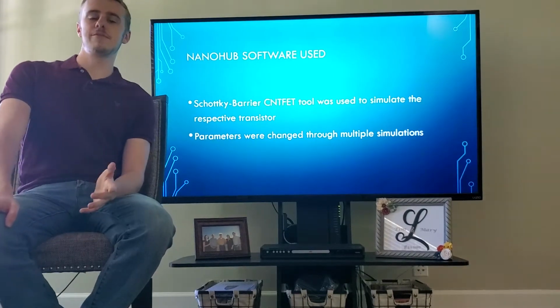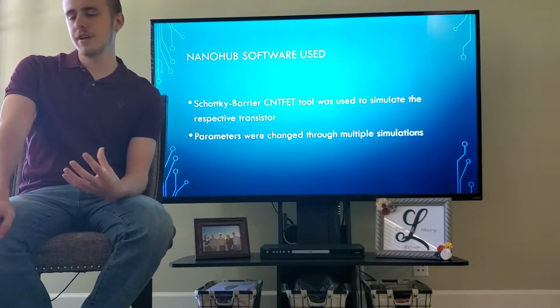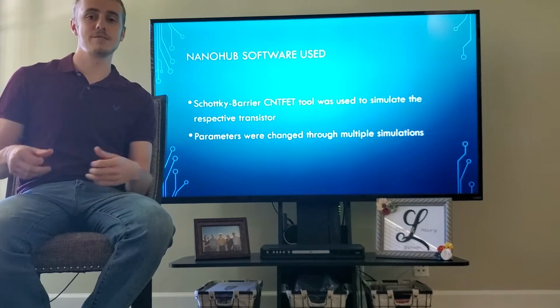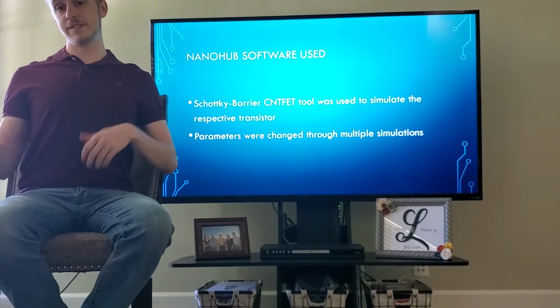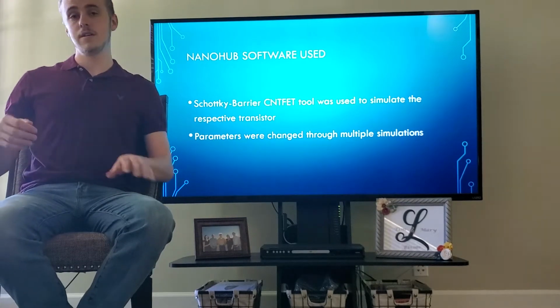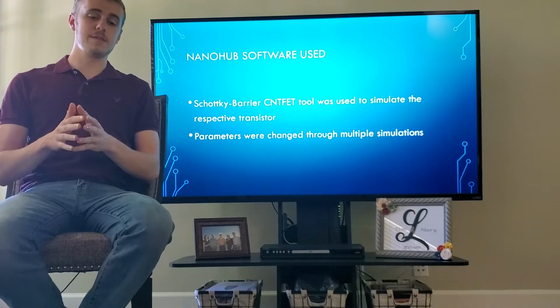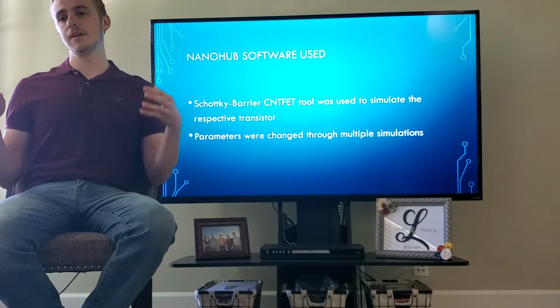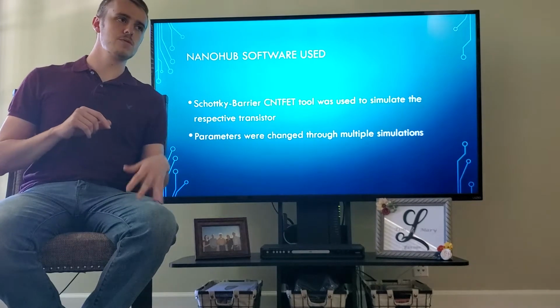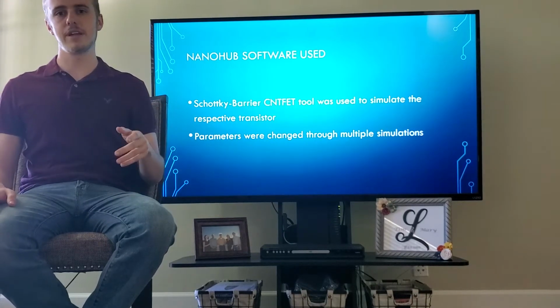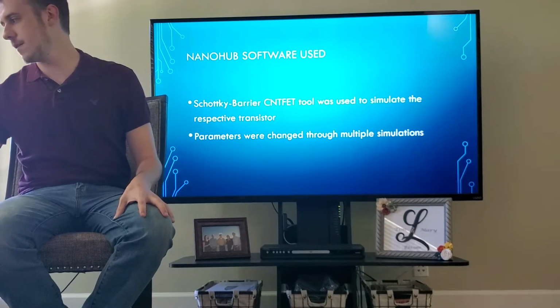The nanotube software that I used was the Schottky barrier CNT FET tool, and that was used to simulate the respective transistor. And throughout the multiple simulations that were run, parameters were altered to show variability in the design.